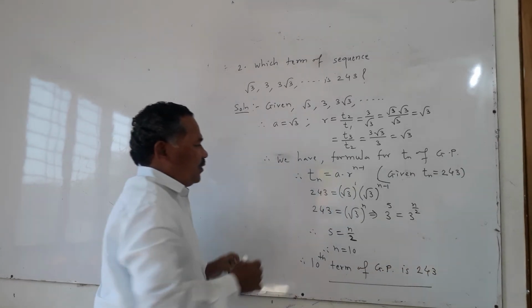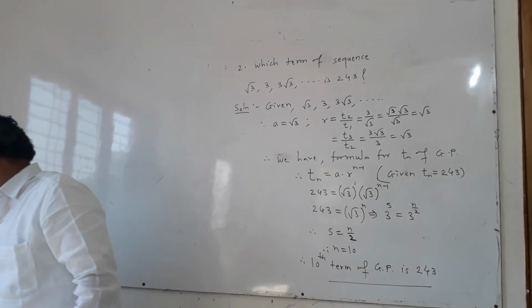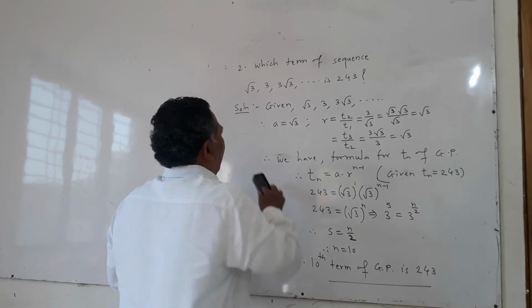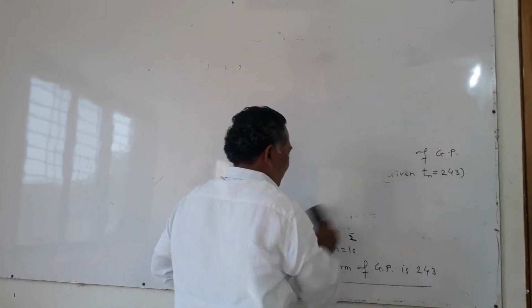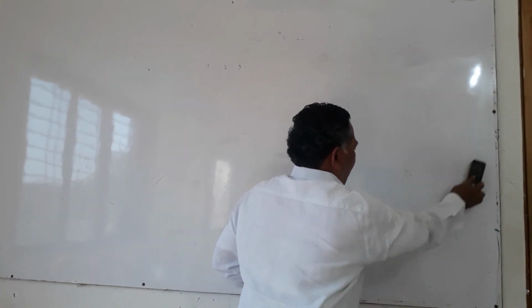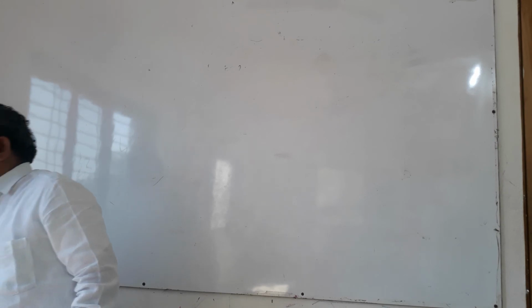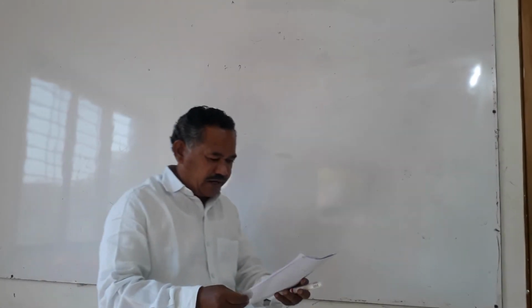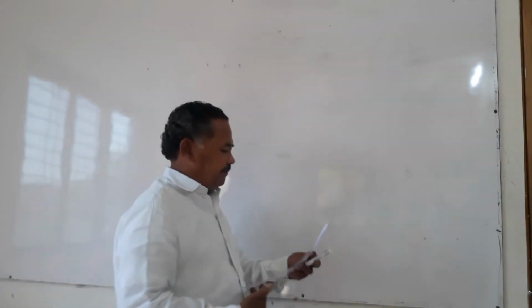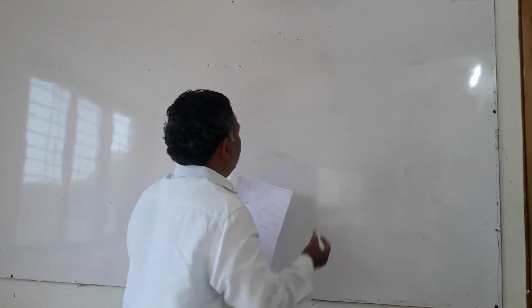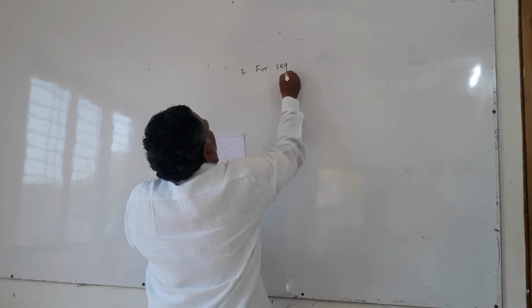In this manner we evaluate this example. Remember carefully in your mind, only simplification and the standard formula we apply. The formula for Tn is equal to A into R raised to n minus 1. R is obtained as the ratio of two consecutive terms, and immediately we evaluate. Remember. Then we take the next example.